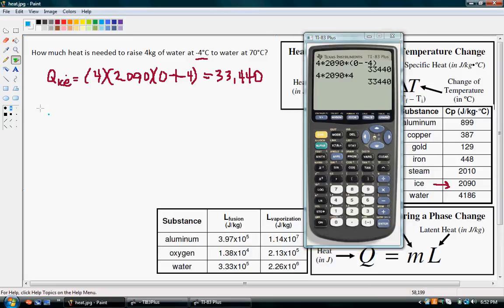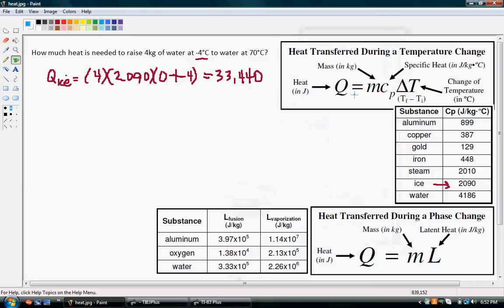Alright, so now we need to melt our ice. Whenever we are going through a phase change, heat transferred, we use this guy right here. Heat transferred during a phase change, which is Q equals mL. L being latent heat, or the heat that's needed to go through that phase change. Now the latent heat of fusion is whenever you're going from a solid to a liquid or a liquid to a solid. Vaporization is whenever you're going from a liquid to a gas or a gas to a liquid. So here we have the latent heat of fusion. That's what we're going to need to melt this ice. So I'll write heat for fusion.